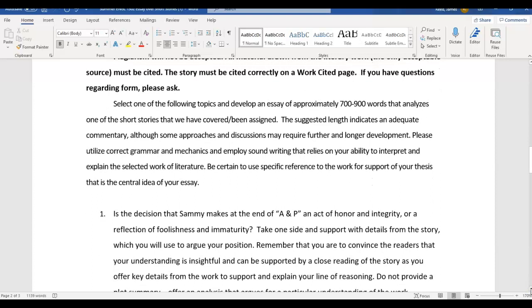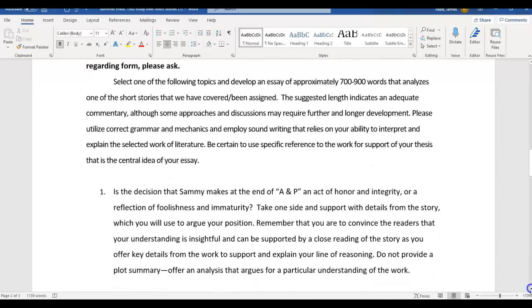The length should be about 800 words or so, 900 words. That's an acceptable length. I believe that in that amount you can do a decent job, but it may be that the approach you're taking will require more, will require stronger development. So again, length is just a suggestion. You may need further, longer development. You are expected to use correct grammar, mechanics all the way throughout. I do expect that to take place.